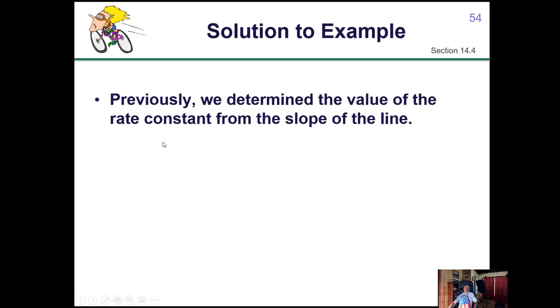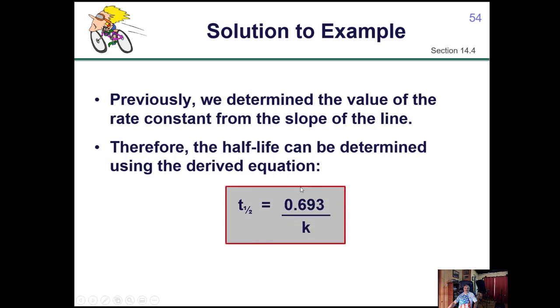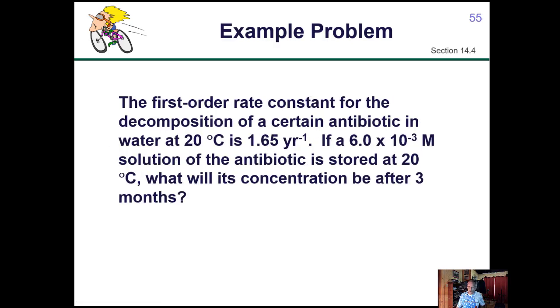Okay, so previously, we determined the value of the rate constant from the slope of the line. Therefore, the half-life can be determined using the derived equation. This guy right here, you can get the half-life from this equation. So let's solve this example problem for a first order reaction.